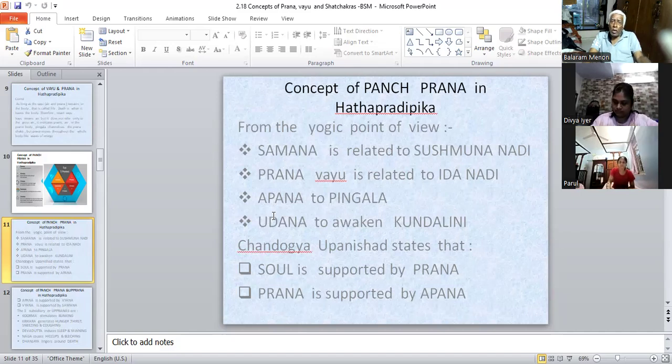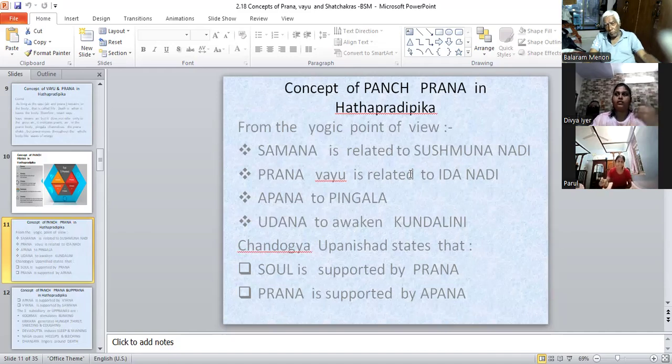Now, related to nadi. Which are the nadis? Ida, pingala and sushumna nadi. Samana is related to sushumna nadi. Prana is related to ida nadi. Apana is related to pingala nadi. Udana is toward the kundalini. And Vyana is toward the entire parts of the body. Now, my next question is, why is samana related to sushumna nadi?